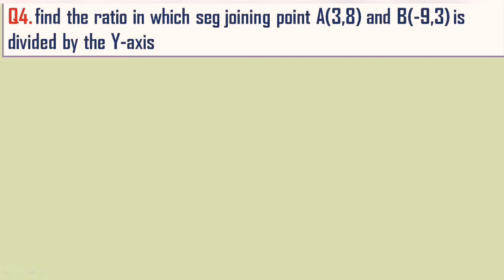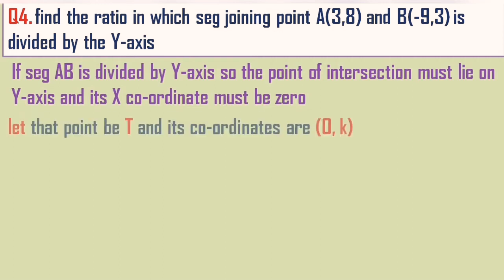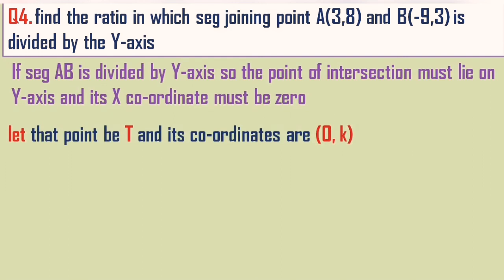Yes. So students, this is the fourth question on your screen. The question says that we need to find the ratio in which segment AB is divided by the y-axis. From the given information, we can say that if AB is divided by the y-axis, then the point of intersection will definitely lie on the y-axis and its x coordinate must be 0, because the point is present on the y-axis. Let that point be T, and yes, the way we know, its coordinates will be 0 and k. K is what? The unknown number that we do not know, right?